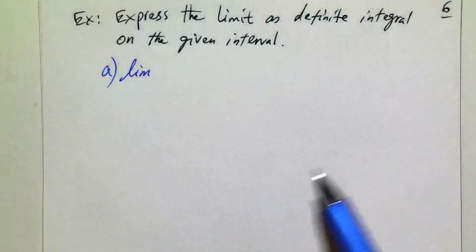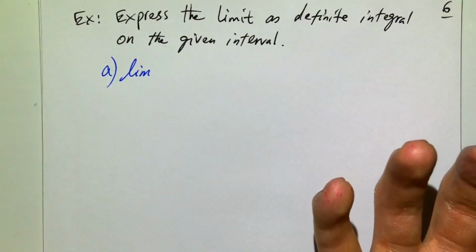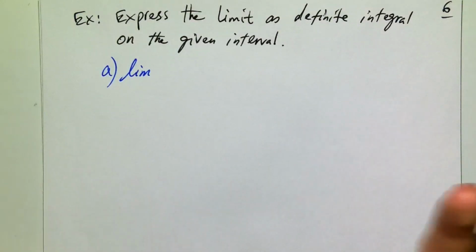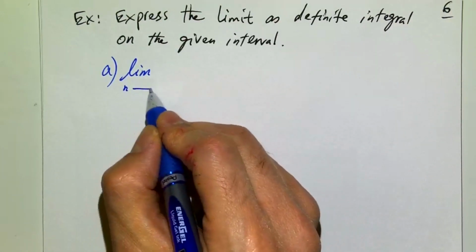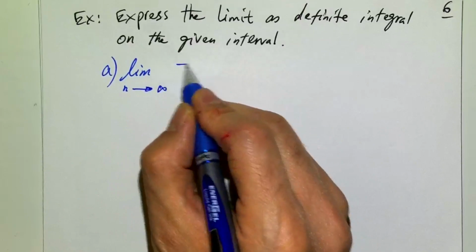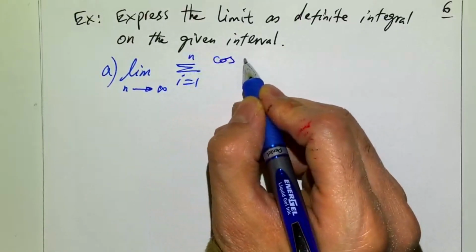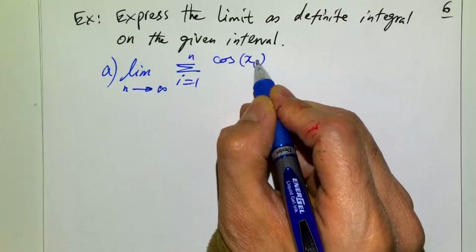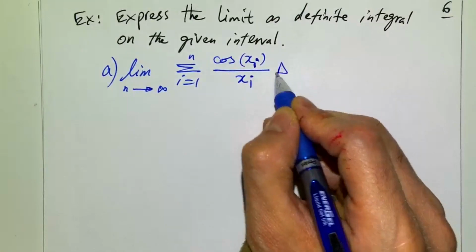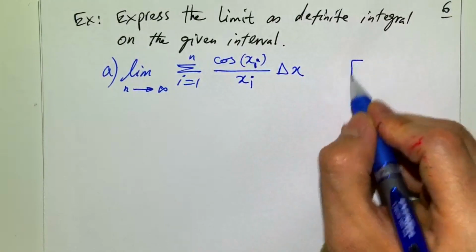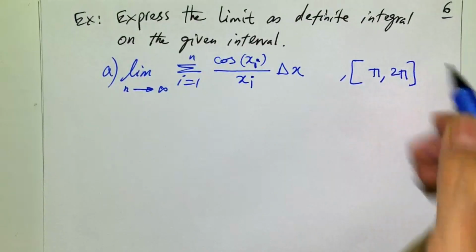So we're going the opposite way. We have been given a sum. We want to rewrite it, not calculate it, but rewrite it in the definite integral form. This is the given limit: the limit as n goes to infinity of the sum of cosine of xi divided by xi times delta x over the interval pi to 2 pi.